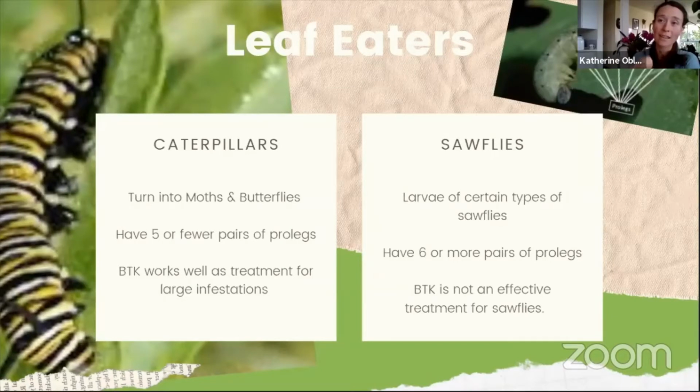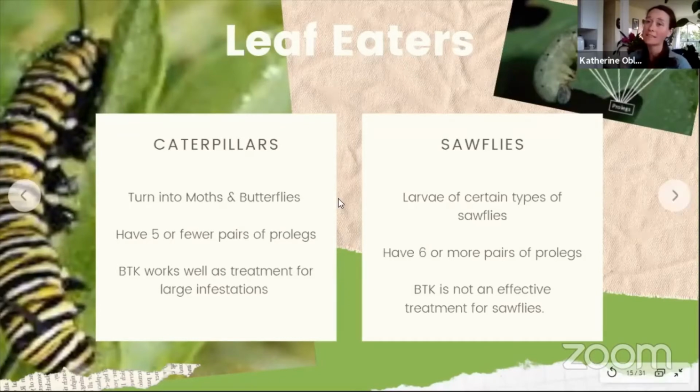Count out the prolegs and you will know what your treatment method will be. If it's a sawfly and it has 6 or more of these prolegs, which does include this tail end, then BTK, which is typically a pretty effective control for caterpillars, does not apply here. Your best treatment is actually just to wash it off with some water, and they'll go to the ground and won't be a major issue for your rose, and they'll continue in their life cycle.